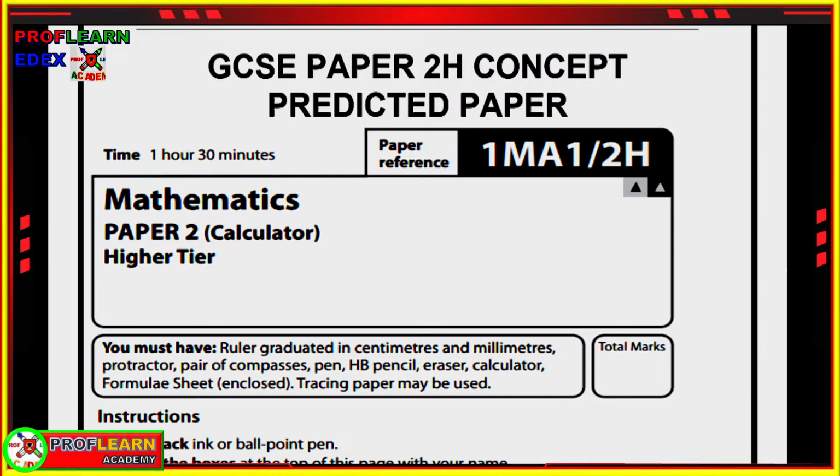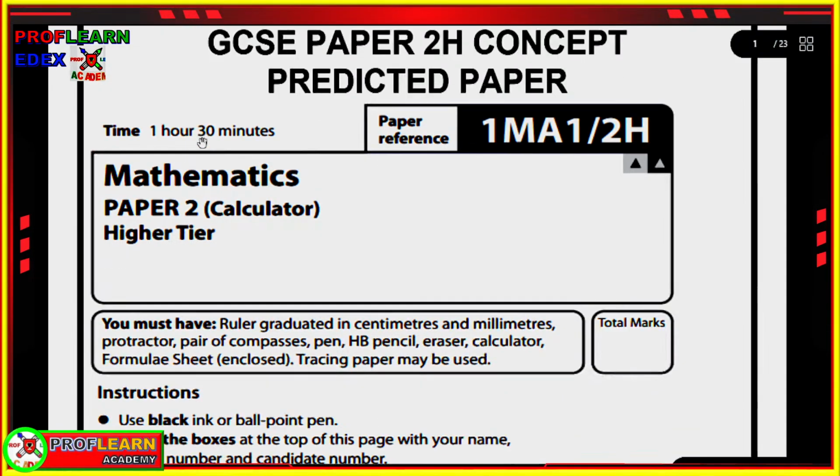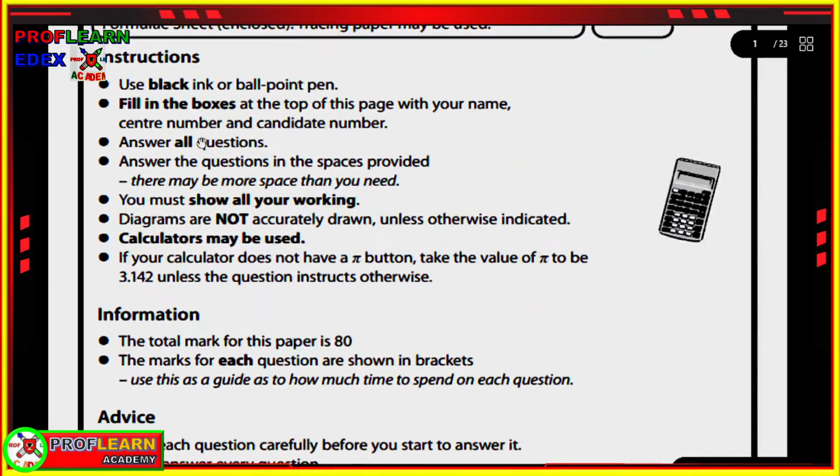Mic testing. So we are going to have this GCSE concept predicted paper. If you are taking GCSE maths, this is the tutorial for you that we are going to work out. We're going to look at the first question. This paper is usually out of 8 marks.